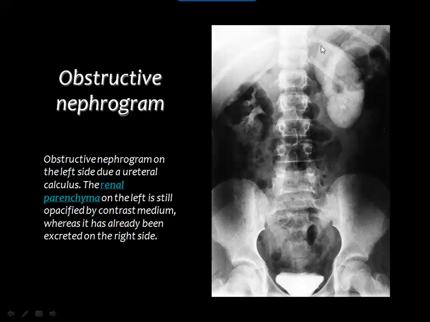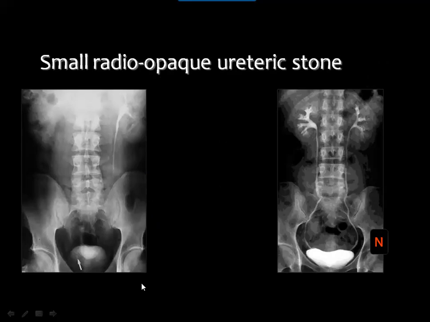And here you see the kidney is not able to excrete contrast media enough to show the pelvicalyceal system and the ureter, but the opposite kidney is good. And sometimes you may wait for some time until the kidney is able to excrete contrast media.